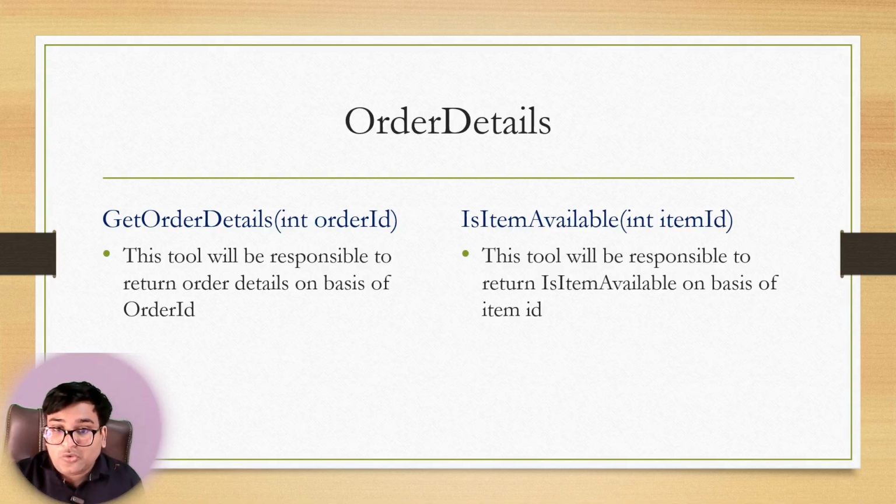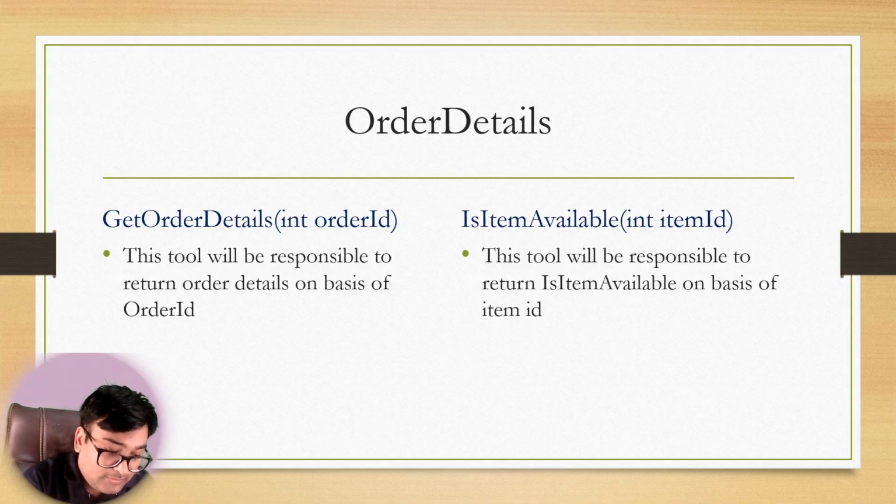And if we talk about is item available, then in this tool the item ID will be the input, and on the basis of that item ID it will fetch the items available in the stock, and then respond correspondingly. Now we are moving to Visual Studio Code to create the custom MCP server.